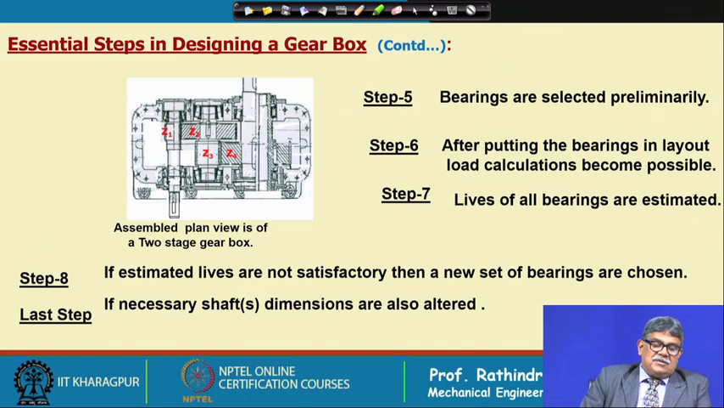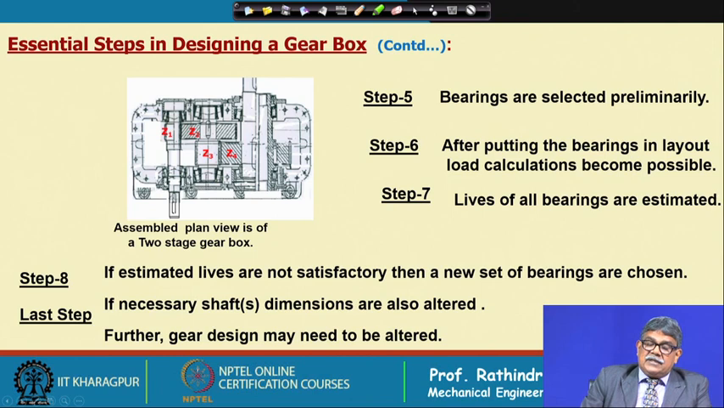That amounts to the gear design possibly needing to be altered. Suppose we have taken a 17 tooth pinion with 2.5 module, but we may find that the pinion, which is usually integral with the shaft, has a diameter at the bearing end that is not sufficient for the bearing life. So, we increase the module, we increase the shaft diameter, and we go for a new set of bearings.